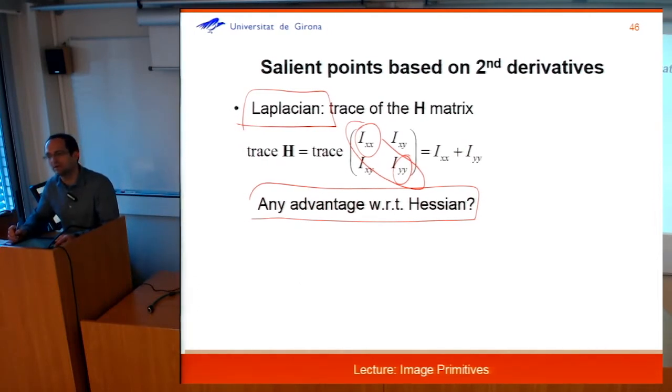You will have the chance in the lab to experiment with Harris and with the Laplacian, and play around and see what is performing better for your images.